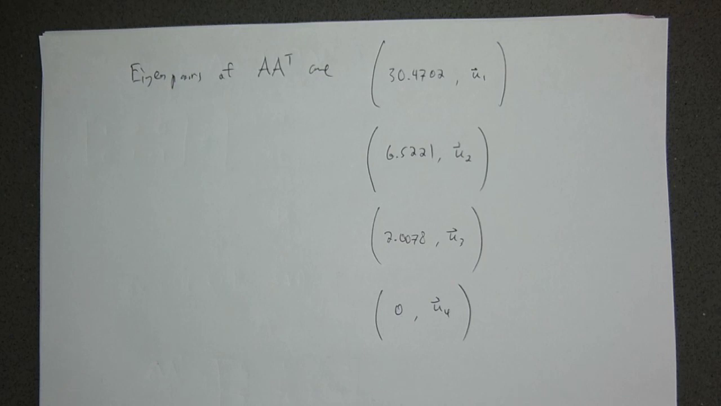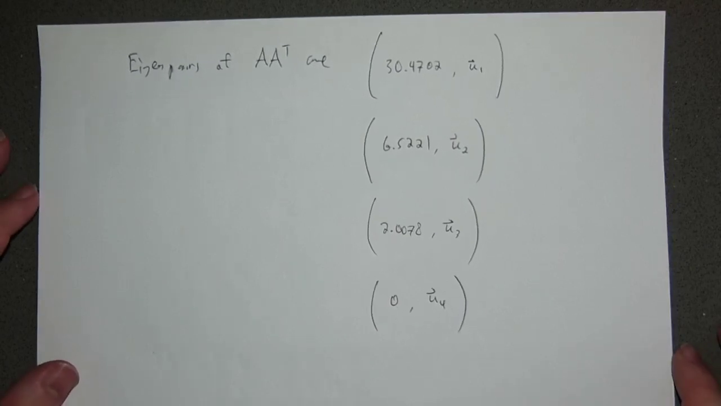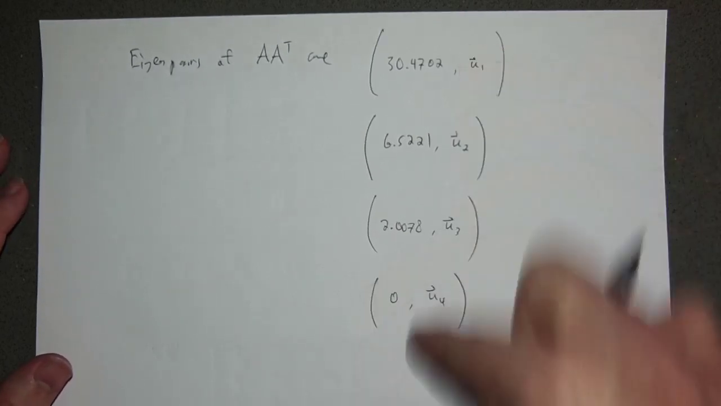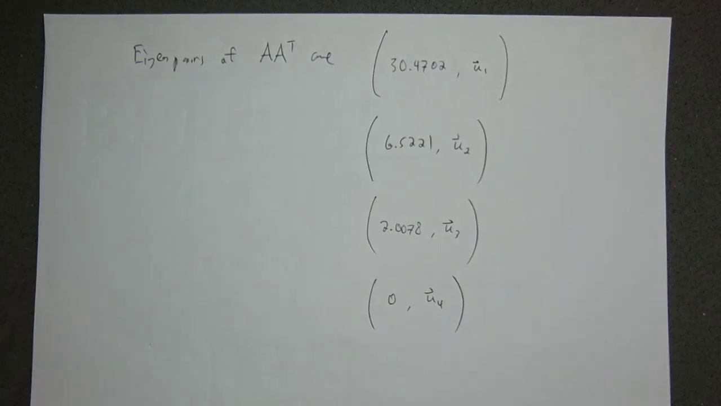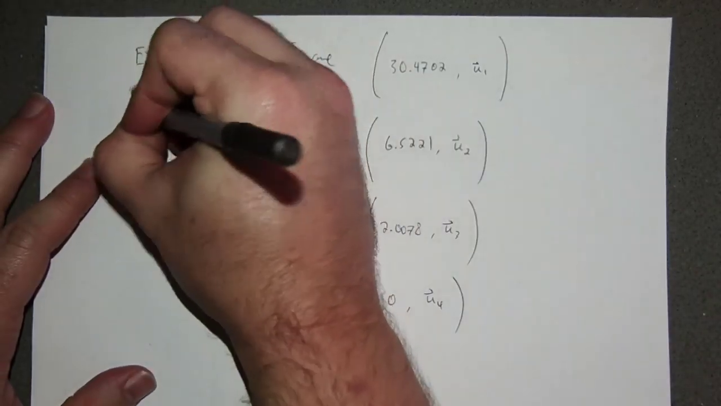All right, so there are my eigenpairs. I didn't list these out. If you want to see these, you can, if you're following along in the Chapter 9 notes. This is on page 7 in Chapter 9.